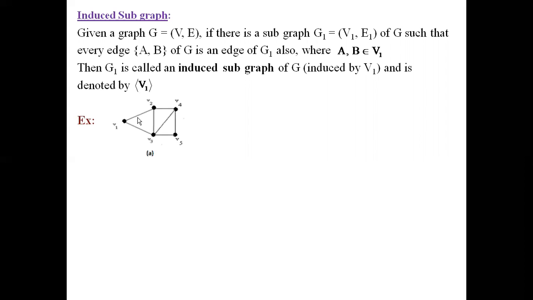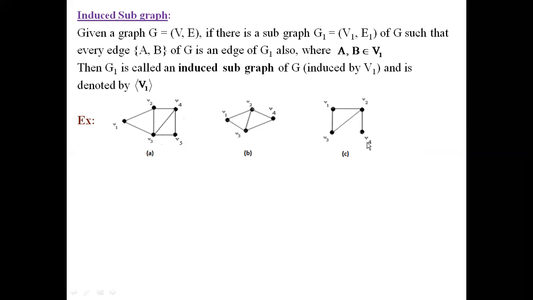Say, for example, we consider this graph, figure A, which is the graph G for us. Then in figure B we have considered only the four vertices V2, V4, V3 and V1. So we are considering V1, V2, V3, V4 only, and we draw all those edges that exist among these four vertices.